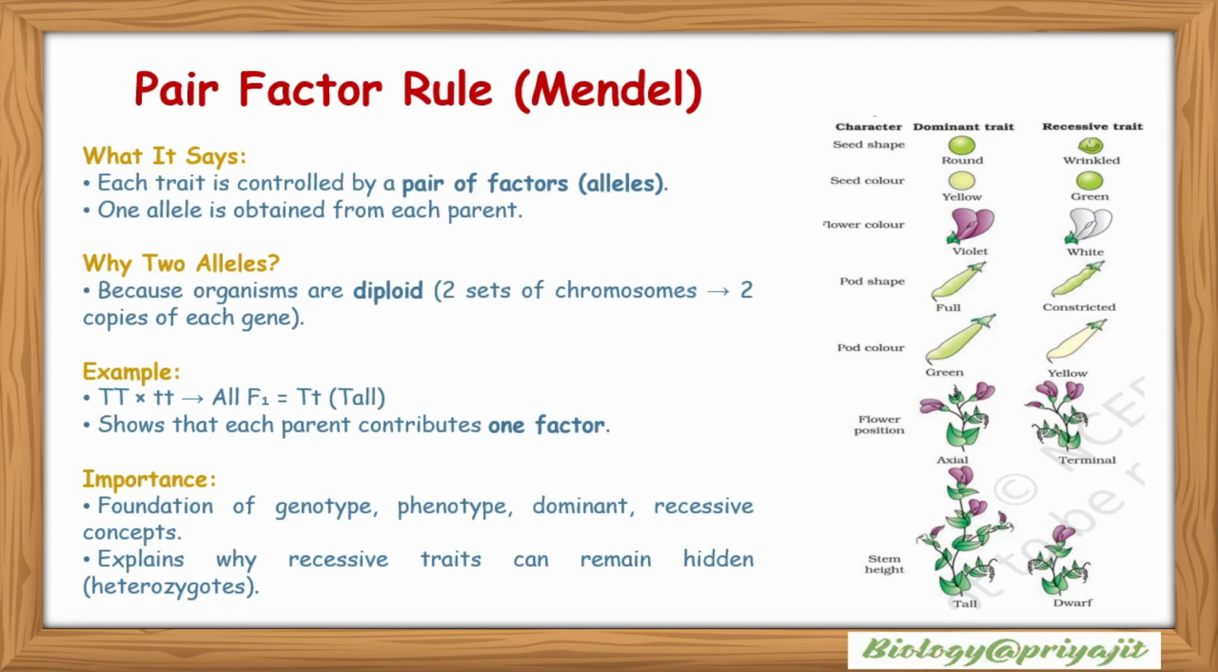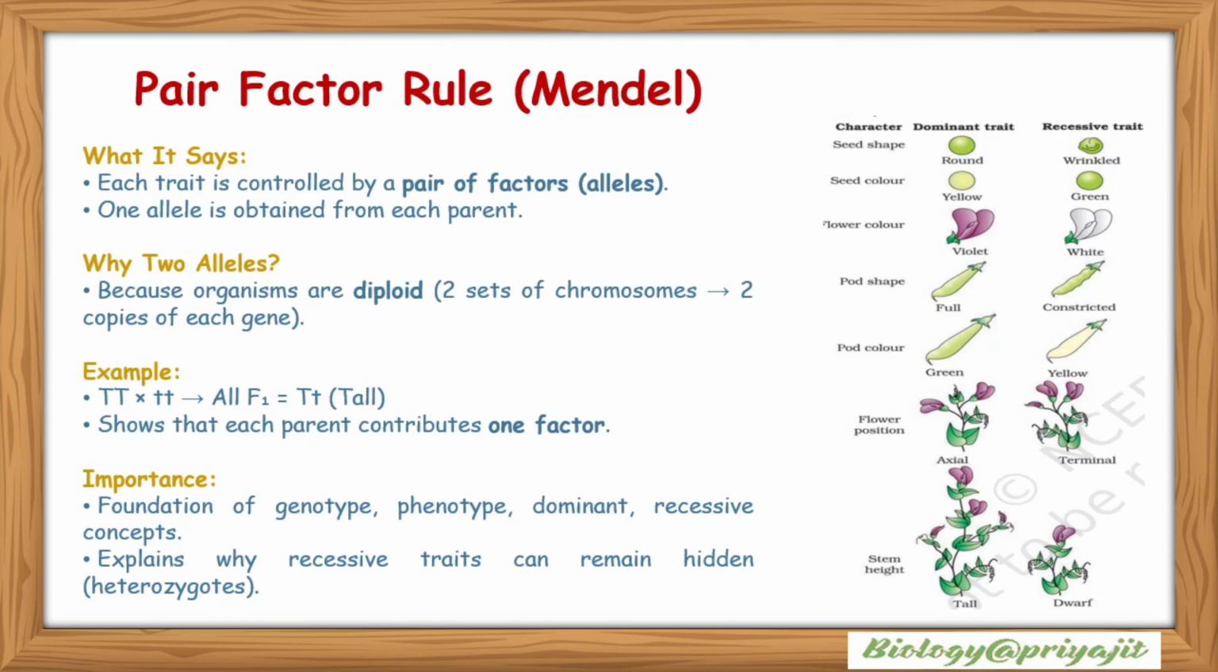What it says: each trait is controlled by a pair of factors or alleles. One allele is obtained from each parent. Why two alleles? Because organisms are diploid, that is, two sets of chromosomes, so two copies of each gene are there. Capital T when crossed with small t, all F1 organisms are capital T small t, and all of them are tall, so each parent contributes one factor. Importance: foundation of genotype, phenotype, dominant, recessive concepts.